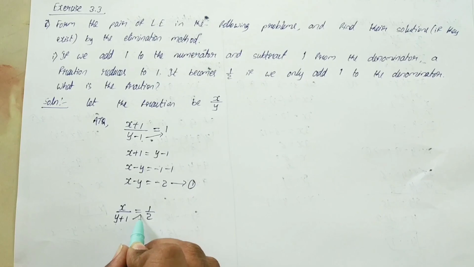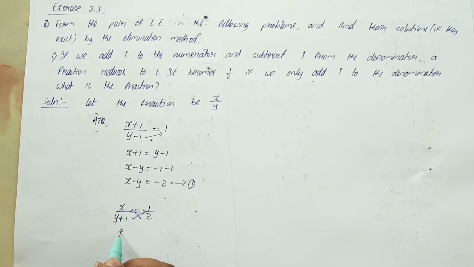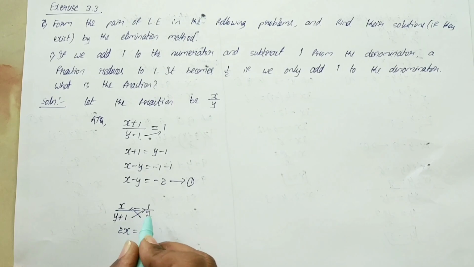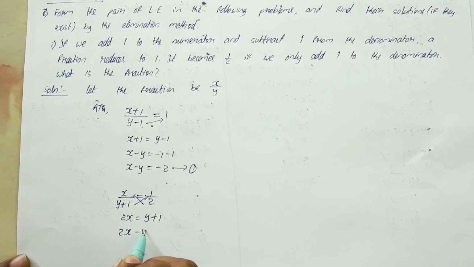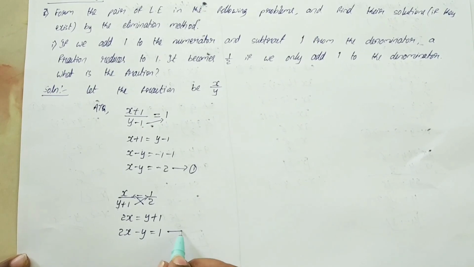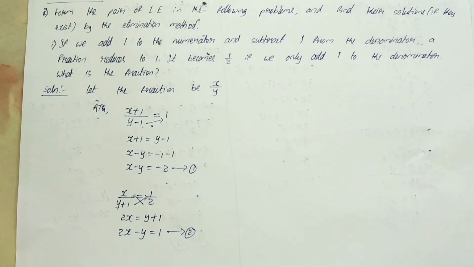Now we have to cross multiply this, so we will get the equation. These 2 go to here. So 2x is equal to y plus 1 into 1, that is y plus 1. Now I will shift y to the LHS. So it will become 2x minus y is equal to 1. This is our second equation, right? So now we have to solve both the equations by which method? Elimination method.